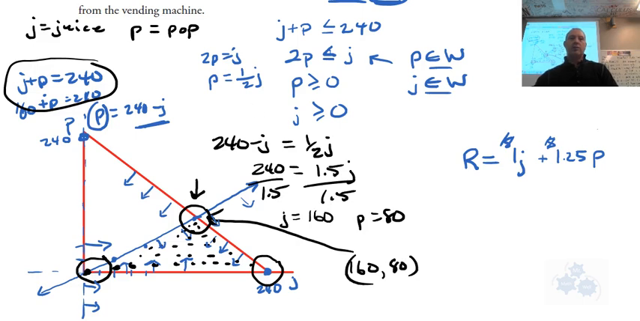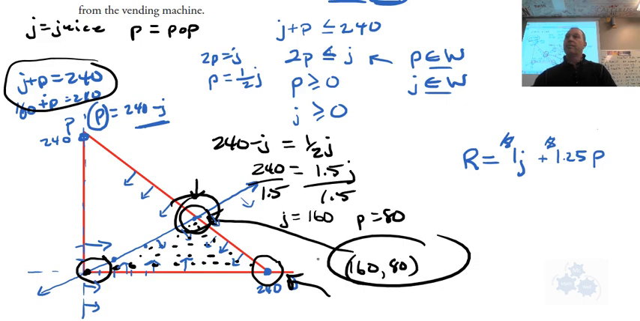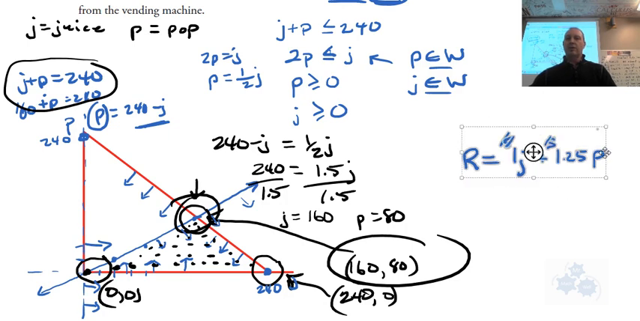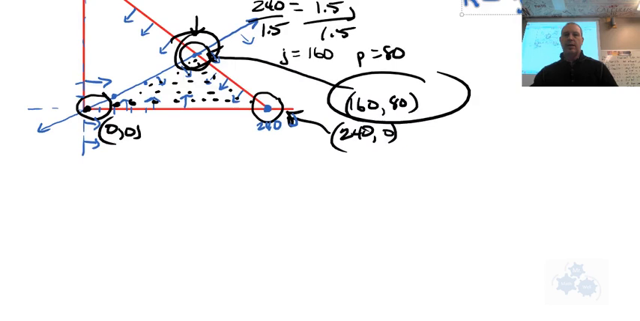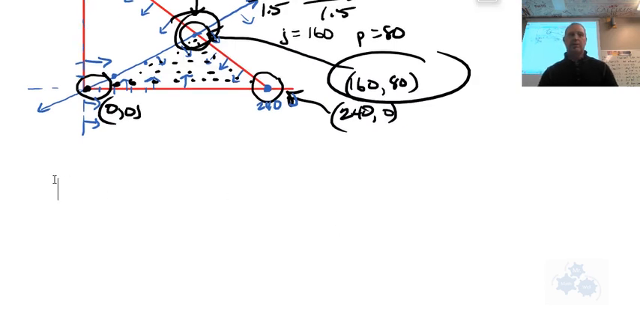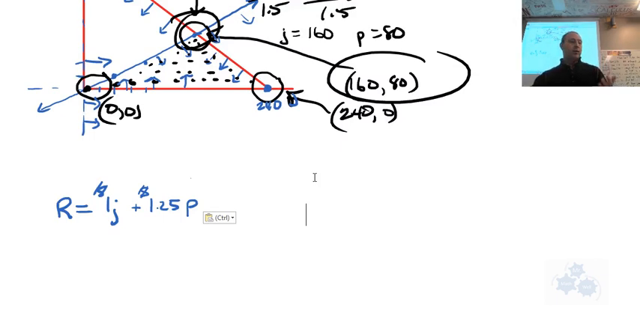So here are our points. We have 160, 80 right here. What's this point right here? 240, 0. Okay? And obviously 0, 0 over here. So the final piece to this puzzle is we're going to take this objective quantity, and let's just move this down a little bit here. We're going to take this objective quantity, and we're going to plug in the 3 points to find out which is going to yield the maximum revenue.